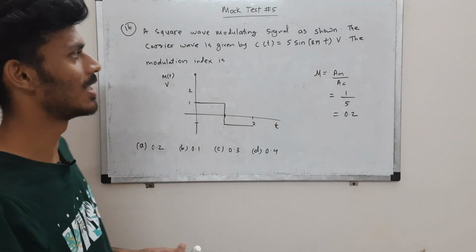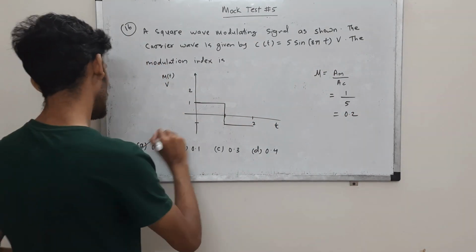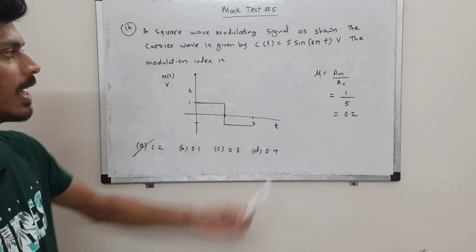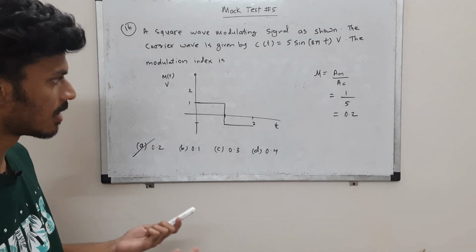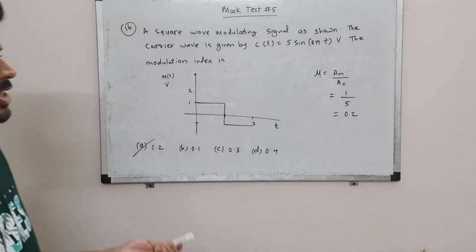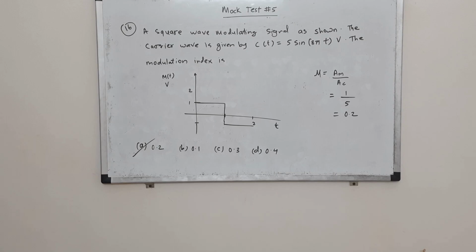Such a straightforward question, right? So the correct answer over here is option A, 0.2, Am by Ac. That's how modulation index is given. That's your answer. Next question.